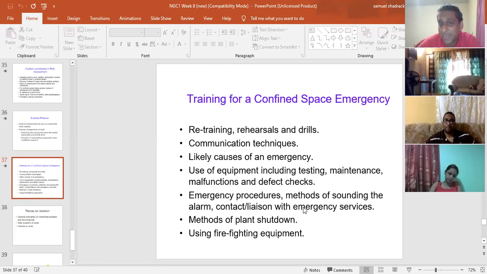So retraining, rehearsals, and drills. You'll have to have communication techniques, some of them probably being hand signals or radio signals, walkie-talkies.